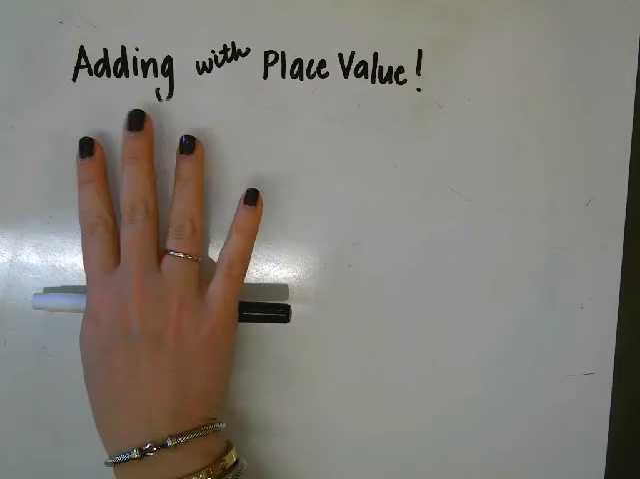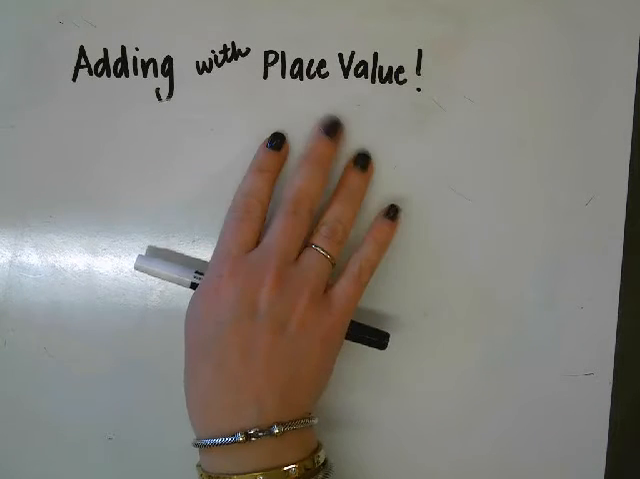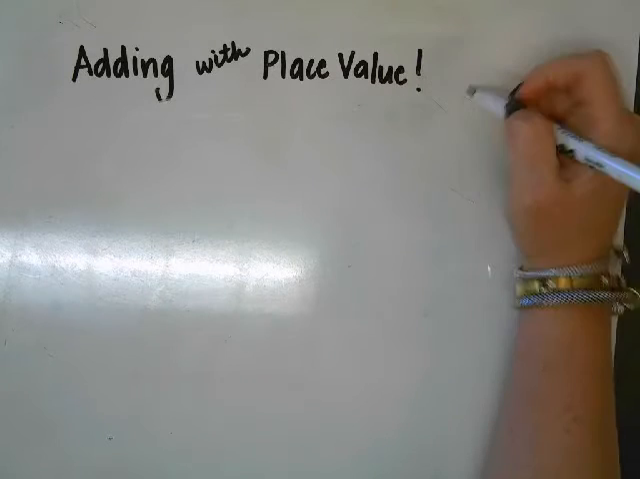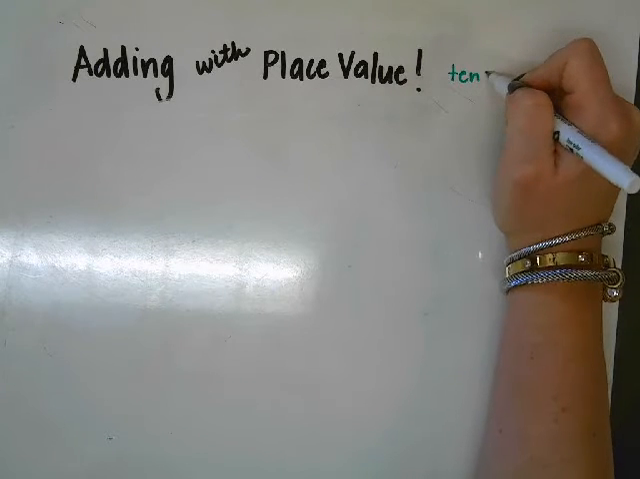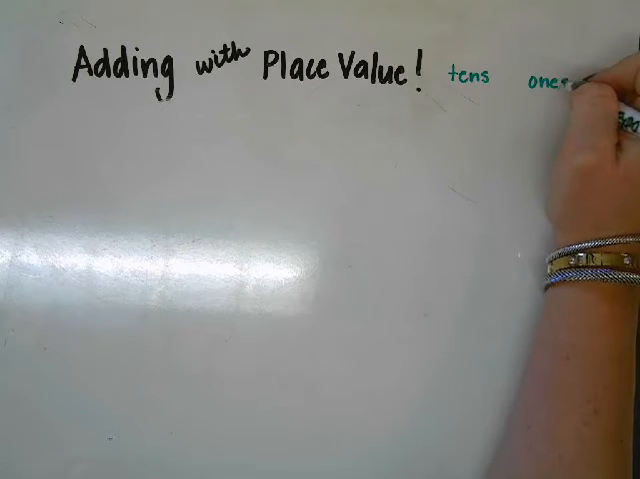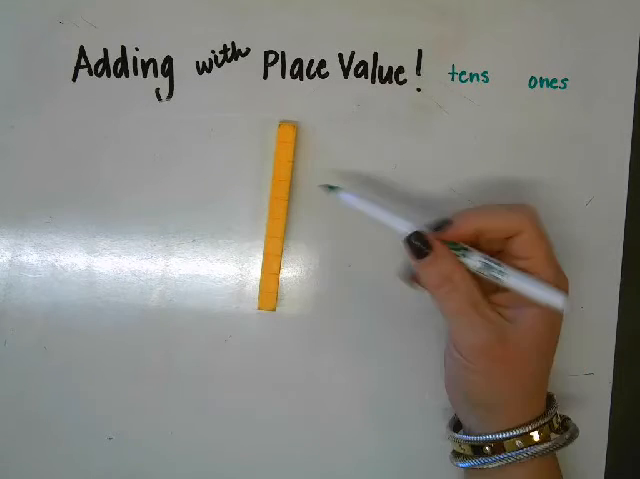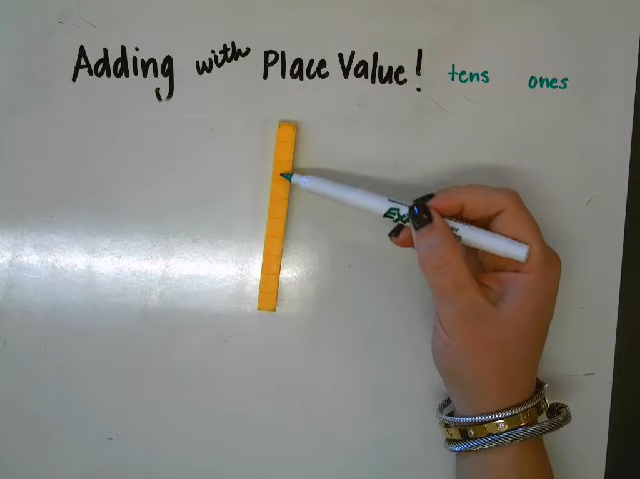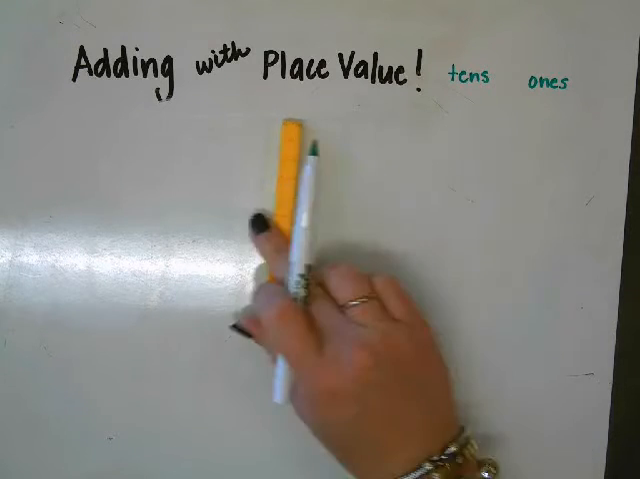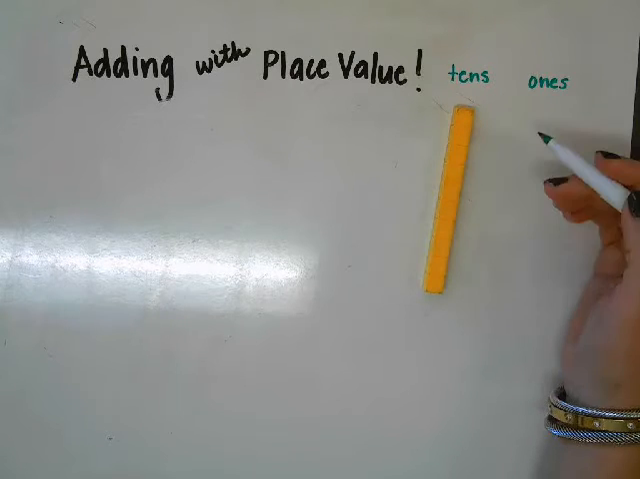We're going to talk today about adding some bigger numbers using our place value. So let's just remind ourselves first, when we talk about place value, we can think of tens places and we can think of ones. A 10 looks like this long rod because there are 1, 2, 3, 4, 5, 6, 7, 8, 9, 10. So when we say a 10, we can think of that one long stick.